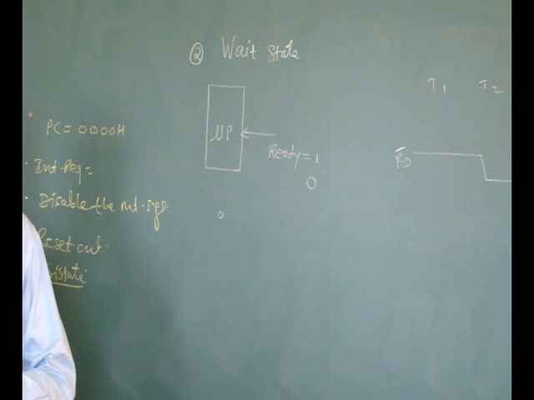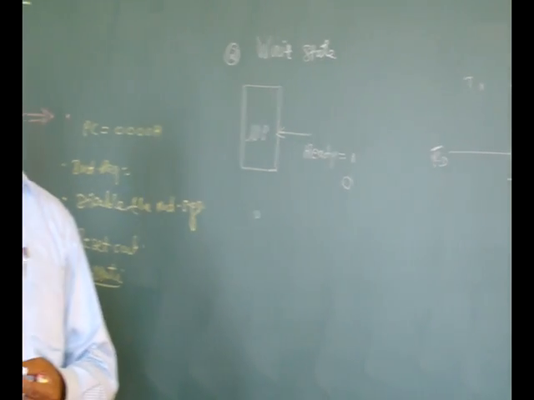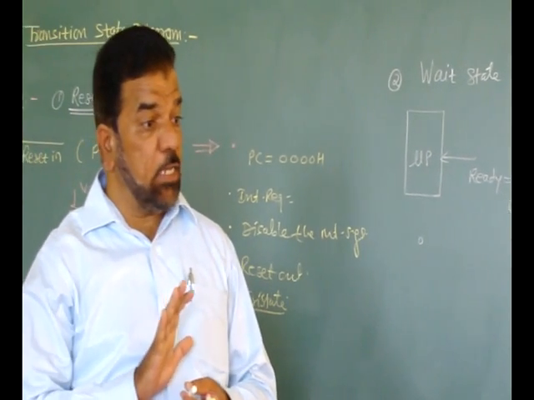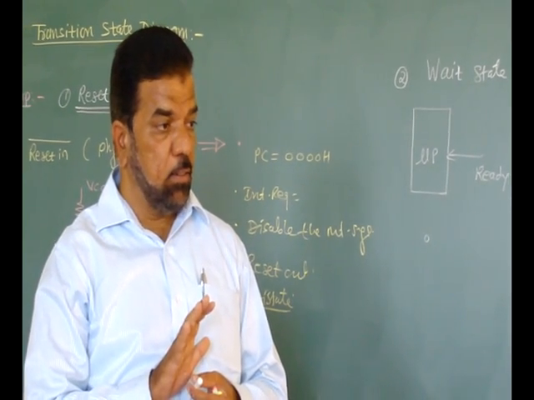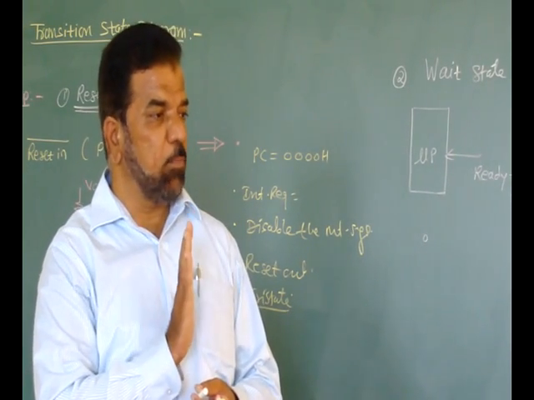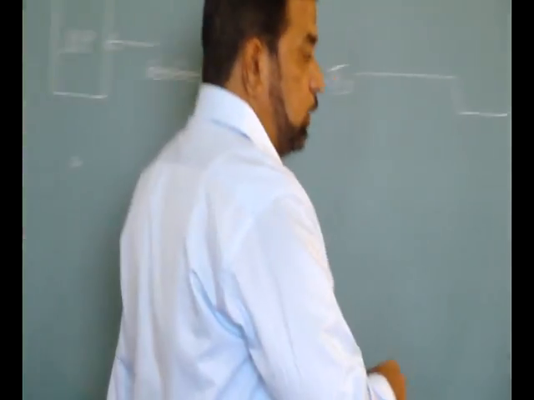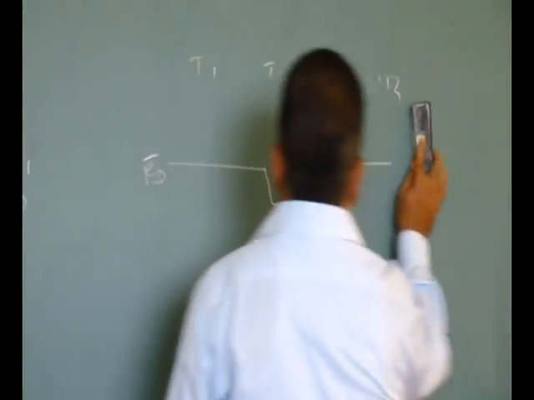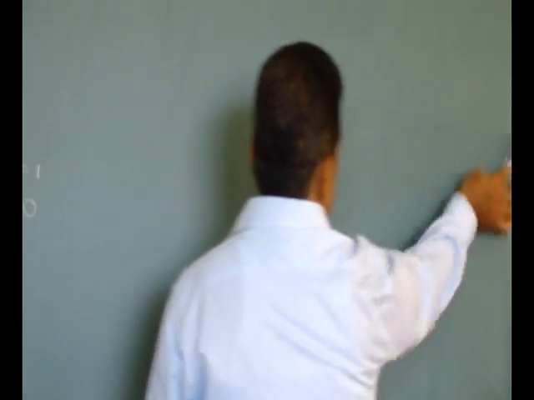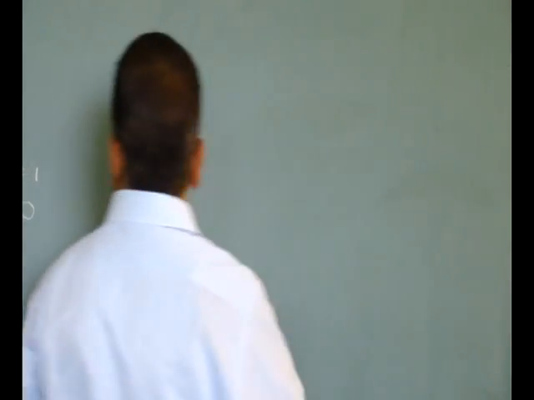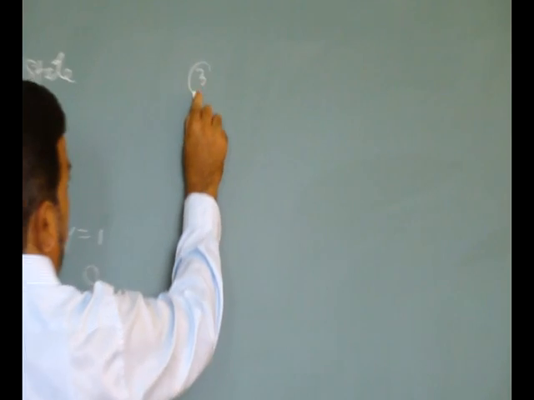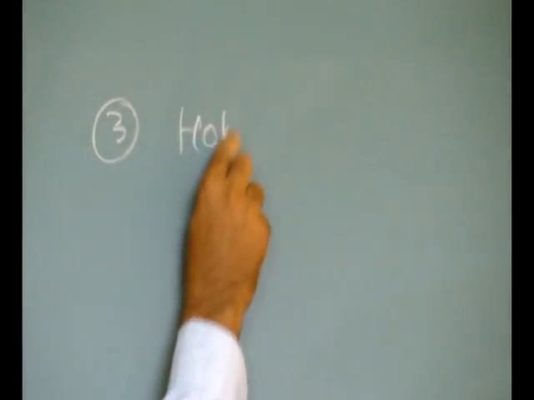Right? So during the wait state, the processor waits. Activities are not suspended. The processor just waits for some period, 1, 2, 3 clock periods, that's all. Now if we go for another signal, that signal is the hold signal. And corresponding to that, what state are we getting? That state is nothing but the hold state.